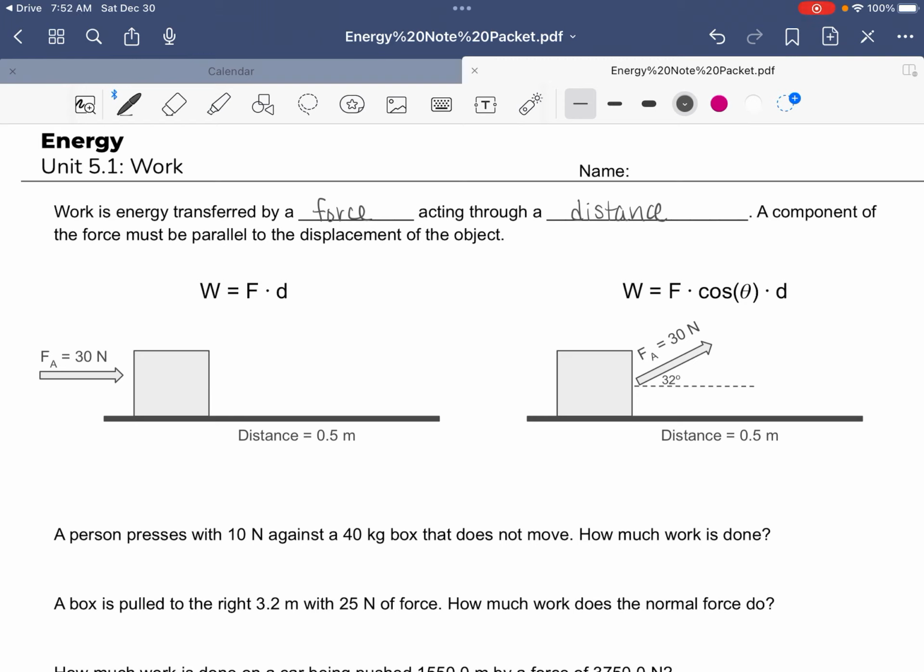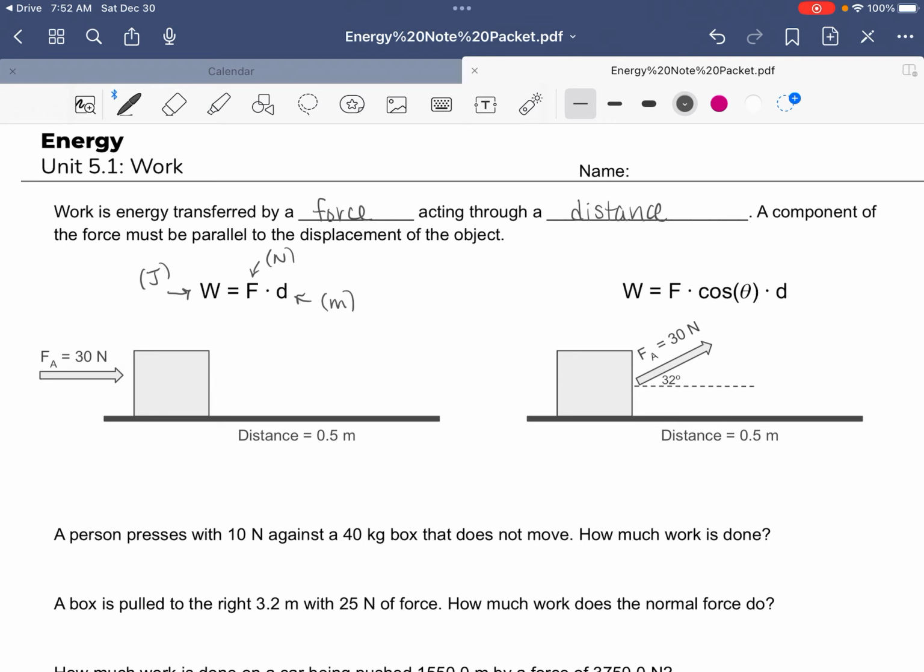So we have two different equations that we use for calculating work, depending on if the force is applied at an angle or if it's just directly applied in the direction of the displacement. First we'll start with the force in the direction of the displacement. So we have work, which is measured in joules, our force, which is measured in newtons, and then our distance is going to be in meters.